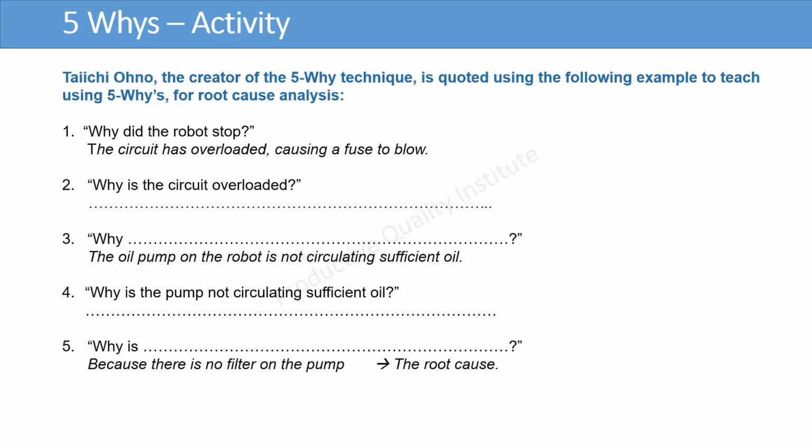Five whys activity. Taiichi Ohno, the creator of the 5 whys technique, is quoted using the following example to teach using 5 whys for root cause analysis. 1. Why did the robot stop? The circuit has overloaded, causing a fuse to blow. 2. Why has the circuit overloaded, causing a fuse to blow? Please complete the 5 whys analysis and send your output by email for assessment.